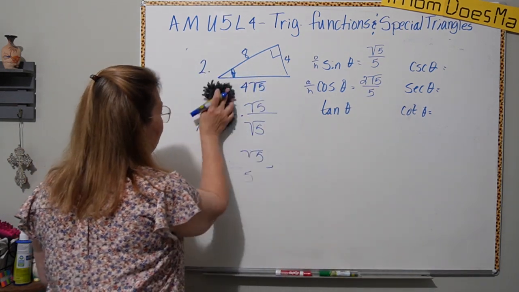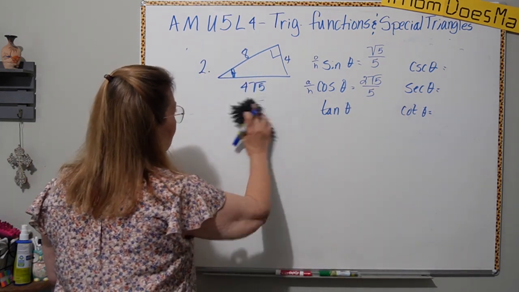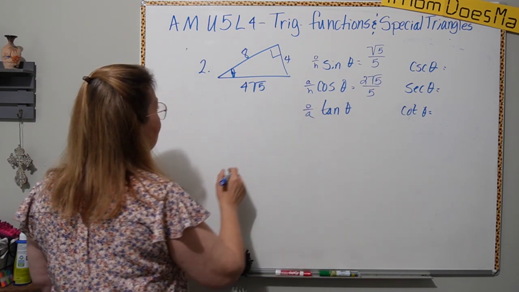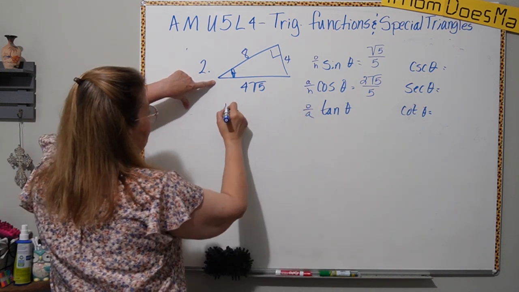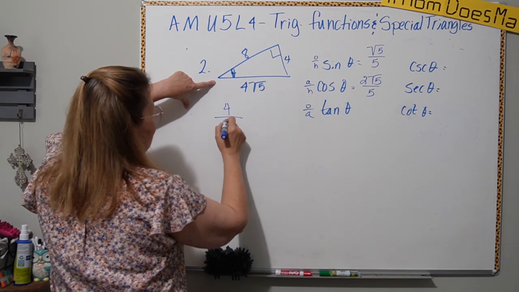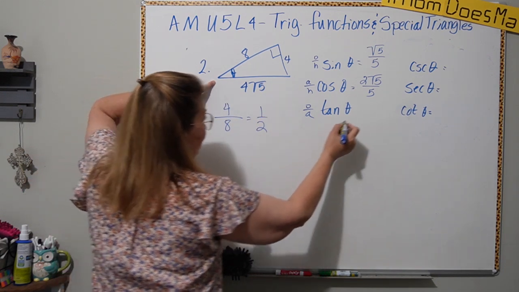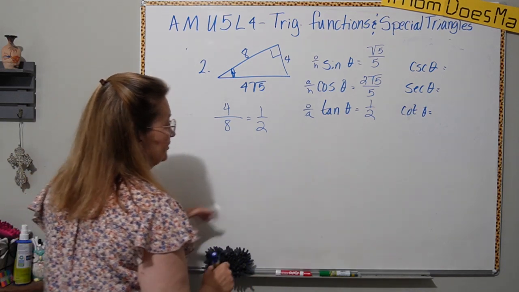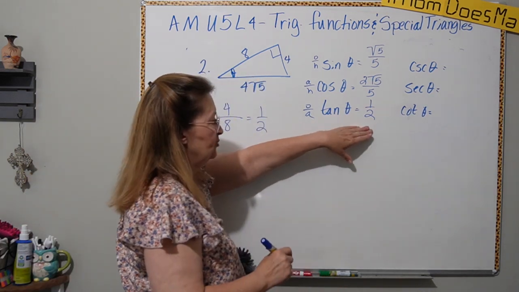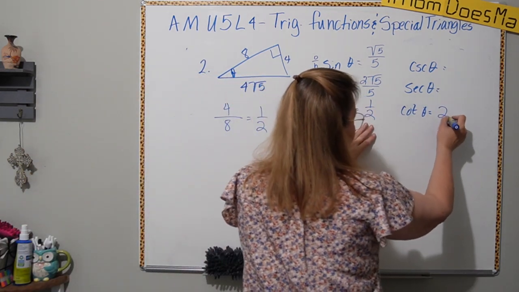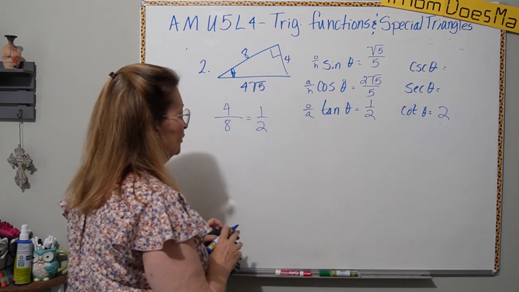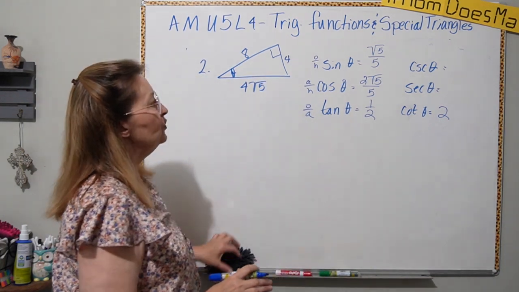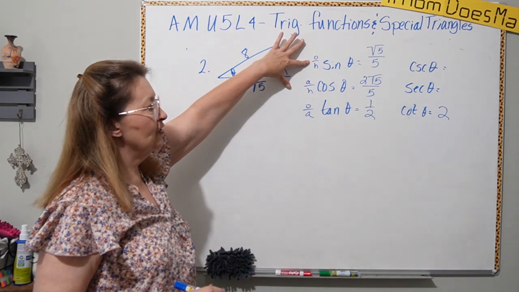So I have 2 square root of 5 over 5. Okay, and then my tangent, which is opposite over adjacent. From here, my side opposite is 4, my side adjacent is 8. That just makes 1/2. All right, now let's do our reciprocal functions. Now let's get the tangent first, because 1/2, when you flip it, that's just going to be 2 over 1, which is 2.